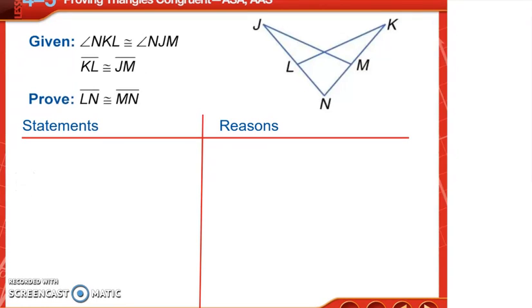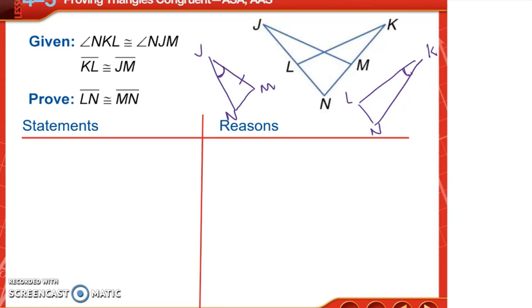Okay, so here's another one. Sometimes these are easier if you go and you separate them out. So over here to the side, I'm just going to write these over here actually. So here's J, N, M. And then this other triangle that we're looking at is K, L, N. Okay, so right off we know that angle NKL, so NKL, that's this angle, is congruent to NJM. That's a given. We know that KL is congruent to JM.